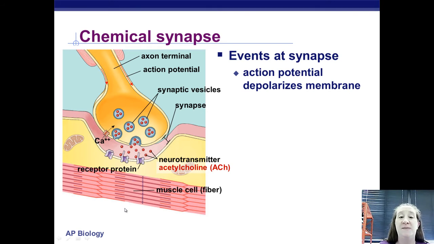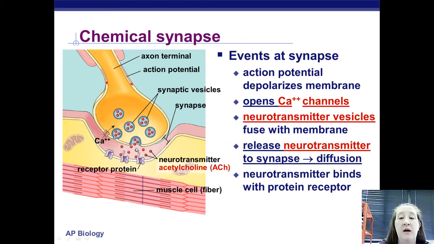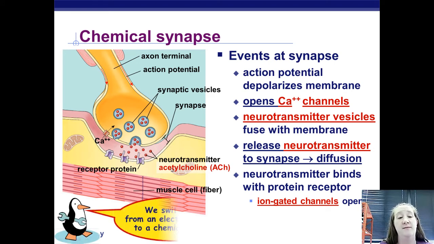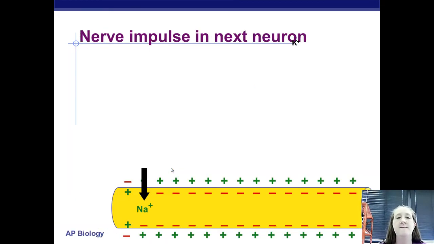So the action potential depolarizes this membrane down here, which opens up calcium channels, which allows your neurotransmitters to actually be released. These are some neurotransmitters, and they move across the cleft by diffusion. They're going from where they were highly concentrated to where there aren't any, so that's low concentration. They bind with these receptor proteins, and then they cause sodium channels in this section to open up, and the next neuron can fire. It's kind of interesting. Your body takes an electric signal, literally the change in charge, and converts it to the chemical signal of a neurotransmitter.